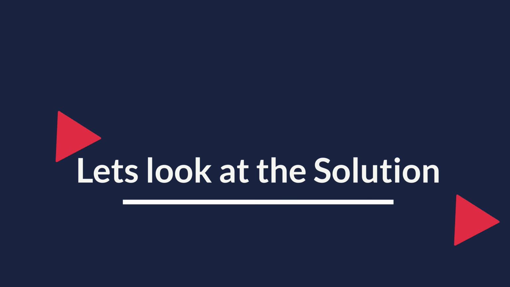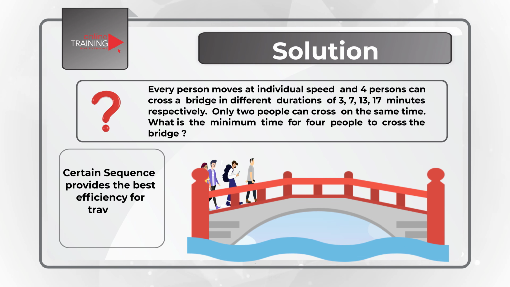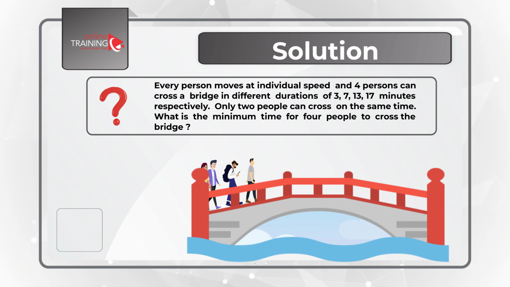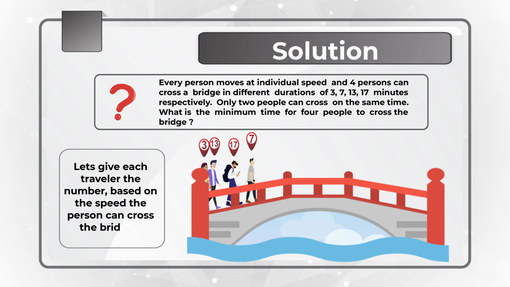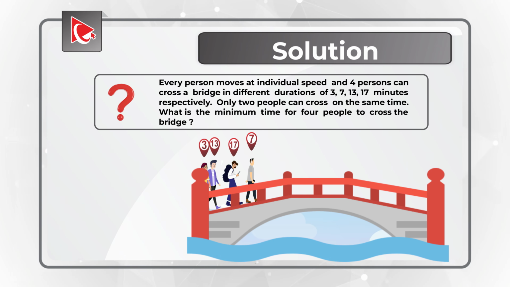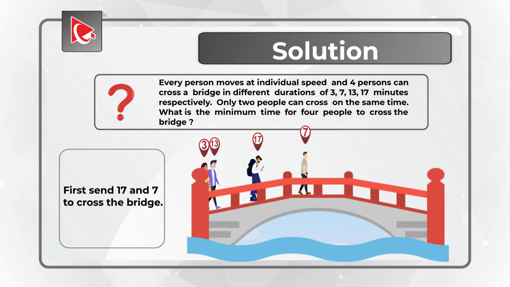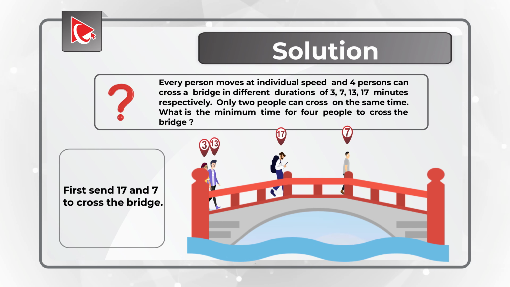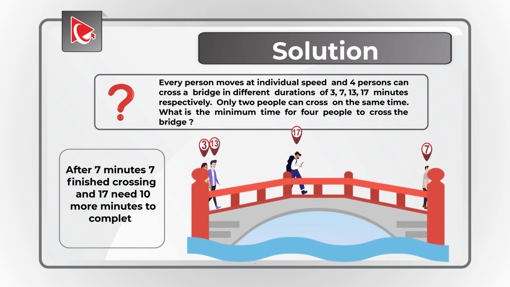As you might have determined, certain sequence provides the best efficiency for travelers to cross the bridge. Let's give each traveler the number, based on the speed this person can cross the bridge. We will first send number 17 and 7 at the same time to cross the bridge. After 7 minutes, number 7 finished crossing the bridge, and number 17 needs additional 10 minutes to complete the travel.